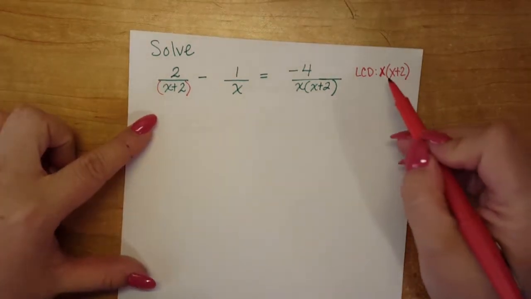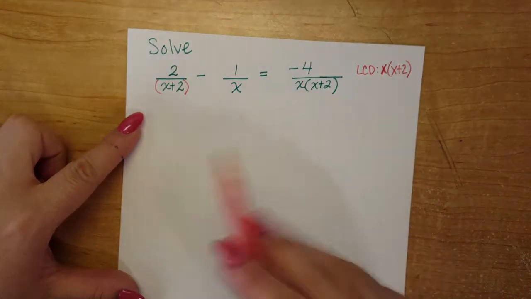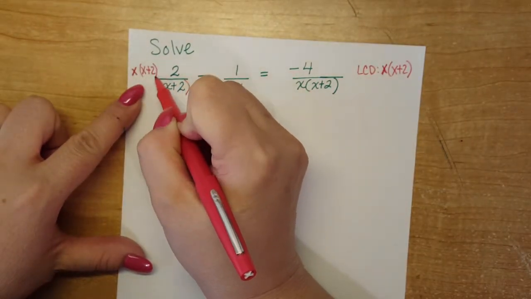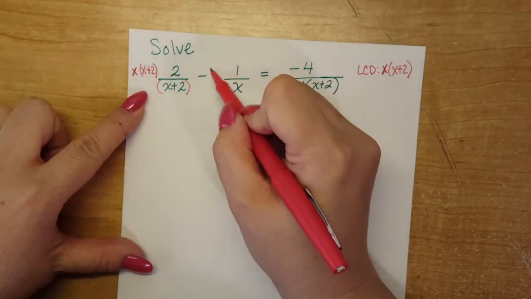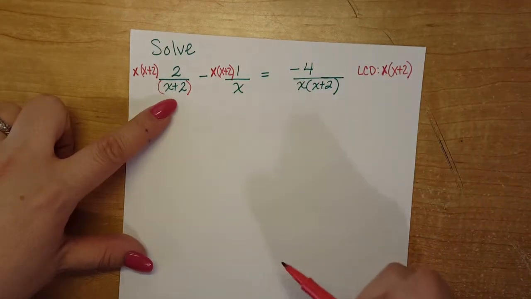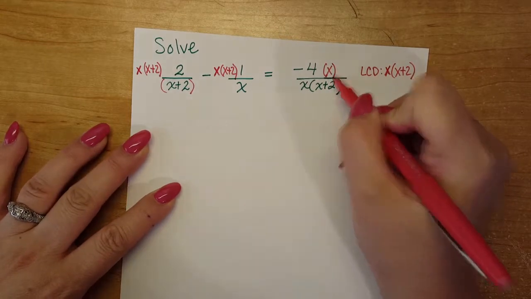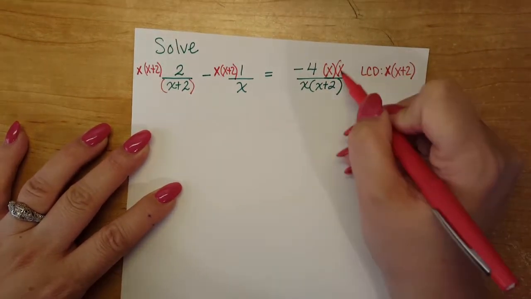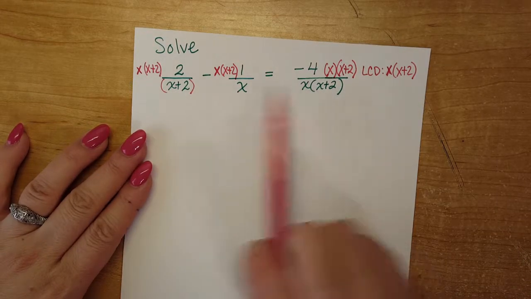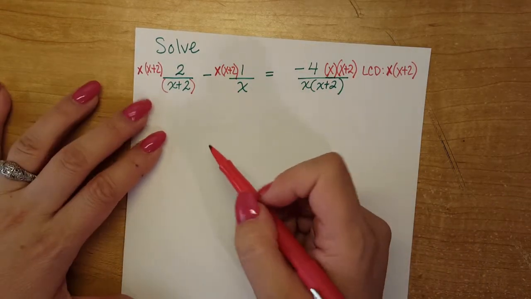What we're going to do is multiply by the LCD for each one of these terms. So we're going to put x and x plus 2 in front of each one of these fractions. Our goal is to cancel out the denominators so we can solve this equation. Once you are done putting your LCD in front of each term or behind it, where you have room, you're going to start canceling.